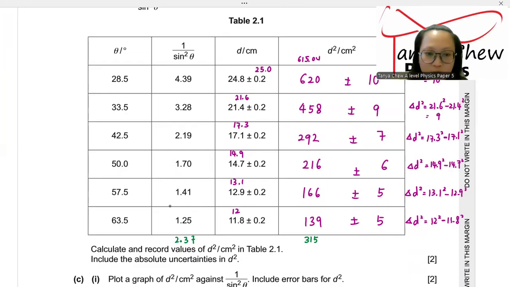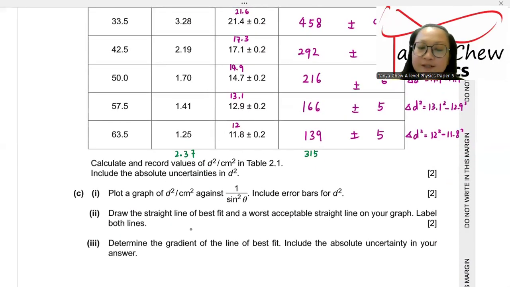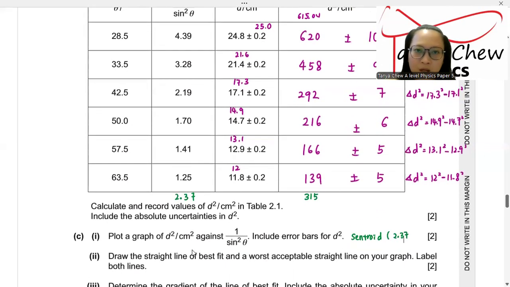Okay, once you get this coordinate, this is called the centroid. I write it down at the side here. My centroid is 2.37 and 315. This centroid is the average coordinate that a straight line must pass through, right?